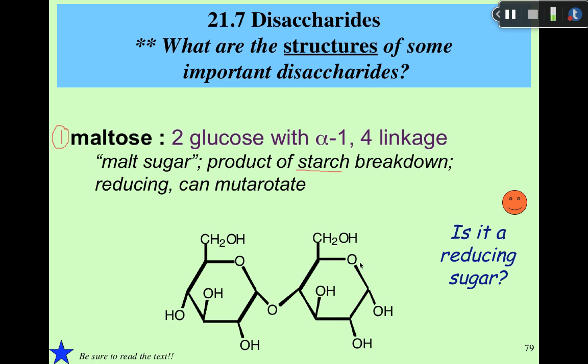It is called a reducing sugar because it still has the hemiacetal on the right here, so the answer to that question is yes. And it is described as being able to mutarotate. Mutarotation is something I didn't discuss in detail in class either, but that means that it has the hemiacetal and could switch between the alpha and beta forms. We will see the starch that it comes from when I get to the polysaccharides.